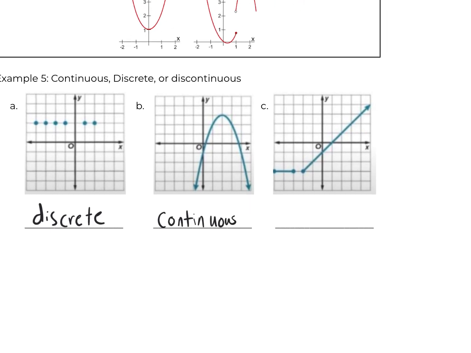And this third one, C, it looks like you can go from point to point, there's a line, then there's a gap, so you had to pick your pencil up, and then there's like this upward sloping line. So because of that, I had to pick my pencil up, but there are lines, so this is discontinuous.